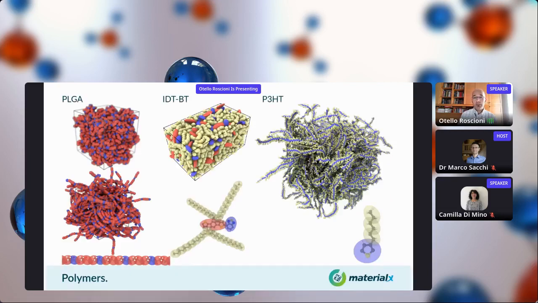So we used this model to study polymers. We have three examples here. PLGA, a biodegradable material, and you see the same molecules in two different configurations: an amorphous structure and a crystalline structure. Then another complex polymer, IDTBT. This is the repeating unit, and this is a small sample. And you saw in the previous slide P3HD, this is the monomer, and this is a larger sample with longer polymer chains.